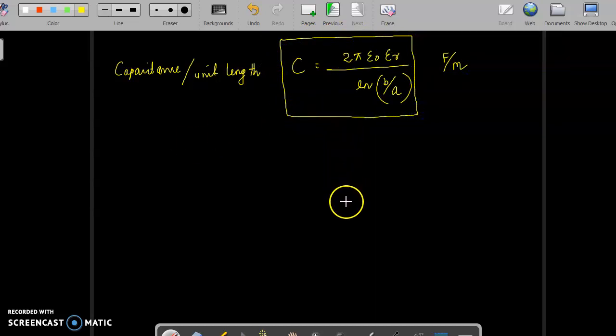So for obtaining the capacitance of a coaxial cable, you can apply this formula. Here we can see that this formula consists of epsilon naught, epsilon r, and the outer radius and inner radius of the coaxial cable, which gives the capacitance per unit length. If you want to find the total capacitance of the complete cable, then we need to multiply it with the length of the cable. So we can find the total capacitance due to the entire length of the cable.